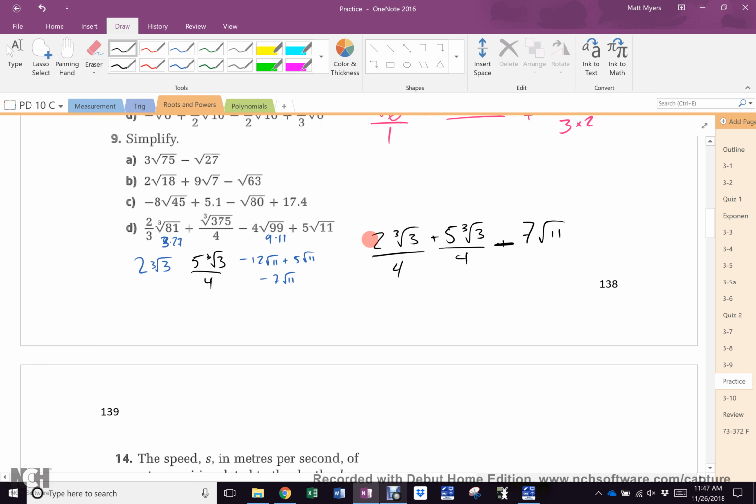So what do I have to do here? To get what? 8. That guy's already 4. What's this guy? 1. So what do I got to make it? Times 4. So what's that? 28. Yeah? Okay. What's 8 plus 5? 13 cube root 3 minus 28 root 11 all over 4. Any simplifying there?